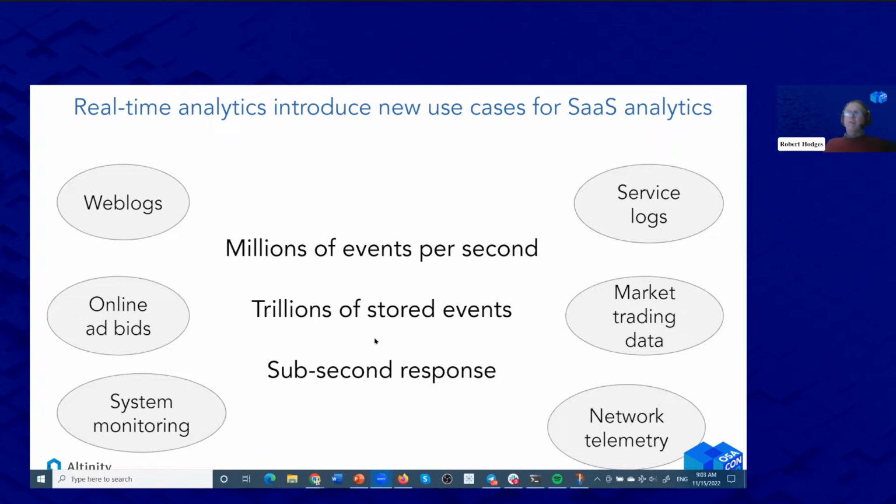And so these are really, really important use cases that are appearing particularly in SaaS applications, which often generate huge amounts of data. You can imagine scanning web logs and doing web analytics, doing bidding, doing telemetry on networks, processing market trading data. These are all applications that generate enormous amounts of data. So it's arriving at millions of events per second. You get trillions of stored events, and I'll show you an example of that in just a second. And you have consumers who often want answers back in less than a second. These are very challenging requirements to meet. They're actually quite new, something that's really emerged over the last decade, that there is now open source software that can handle this well. What does it look like in reality?